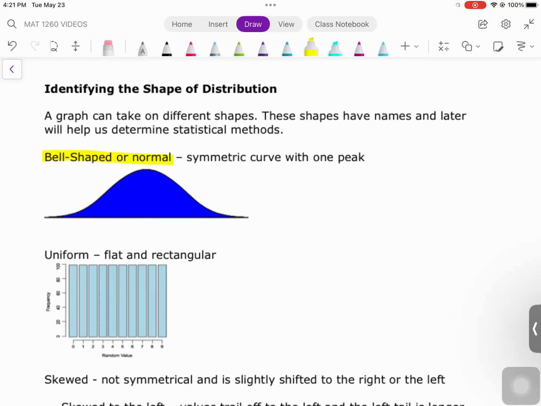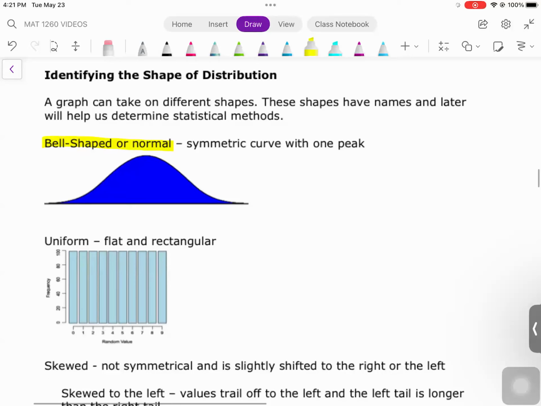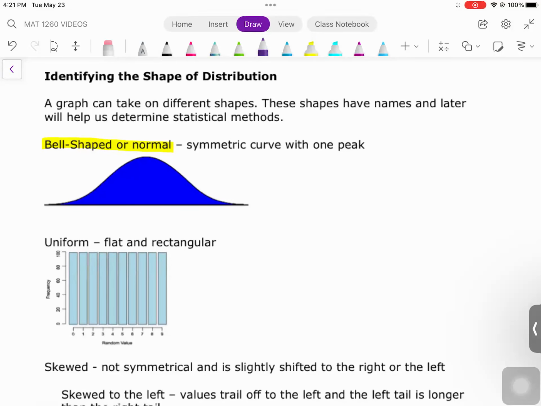The first is a bell-shaped or normal distribution. This is a symmetric curve with one peak. An example of data that would have a normal distribution would be the heights of American men. Now we need to be specific here, because if we were just to think about all men in the world, we may not see that symmetric curve as well.